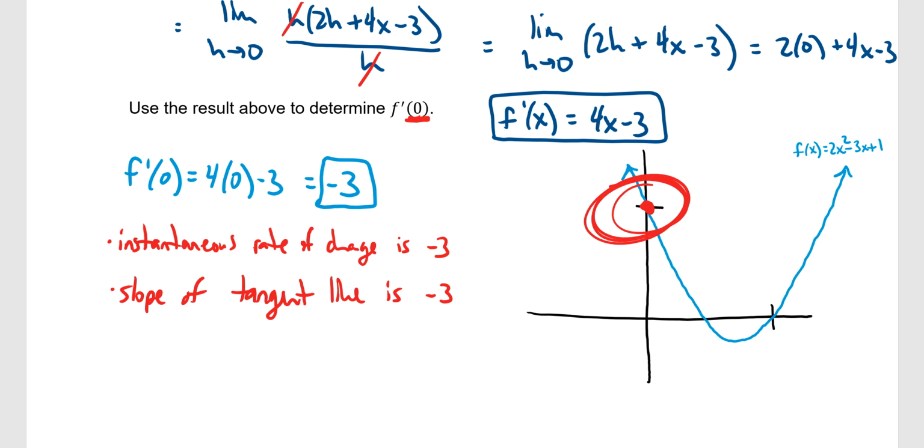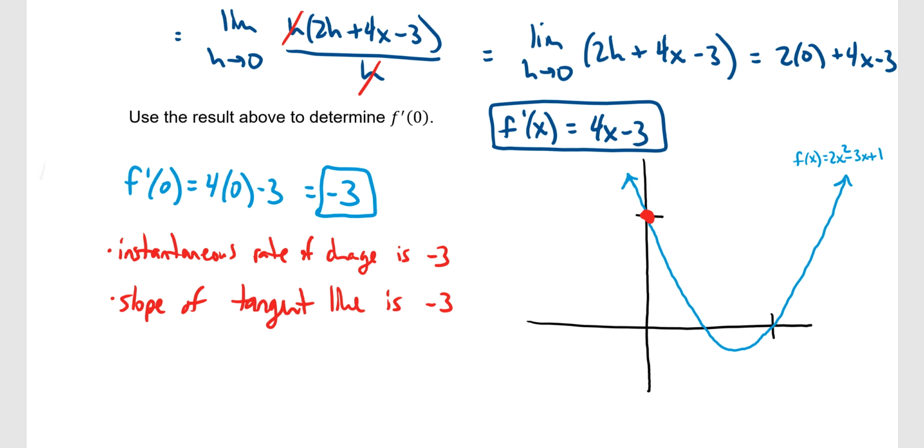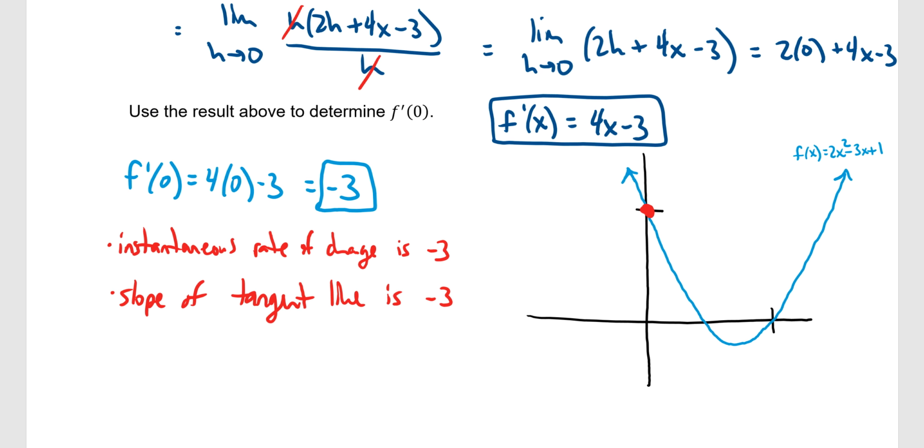A negative derivative should make sense because the function is clearly decreasing right here. It's falling left to right. So a negative slope would mean a negative instantaneous rate of change; a negative derivative would mean that the function is decreasing. You could, if you want, create the equation of the tangent line, go for it. But you can see that the slope of this tangent line would also be negative 3.